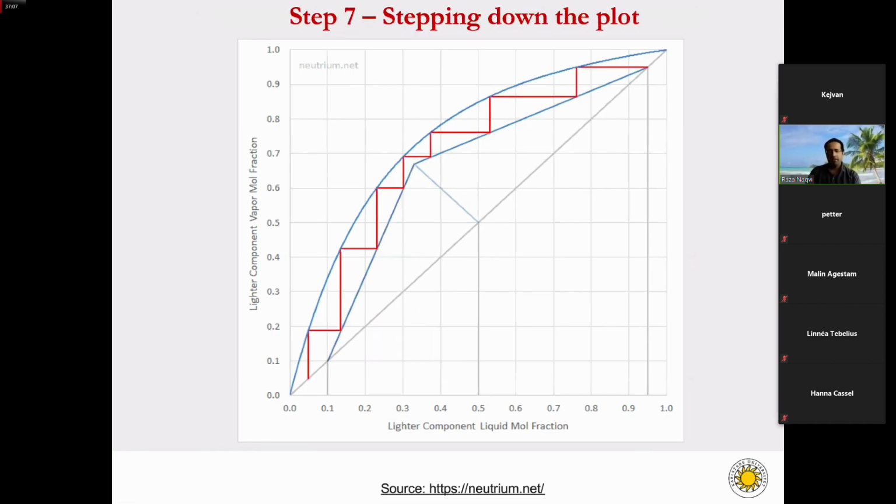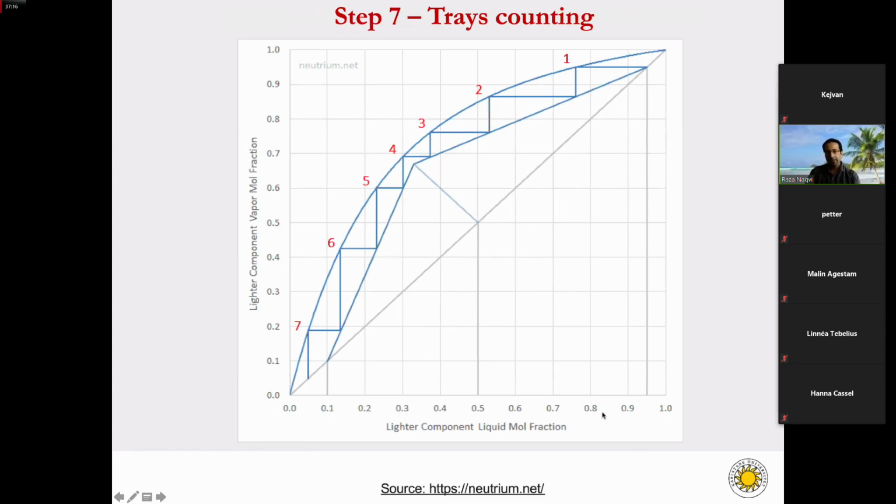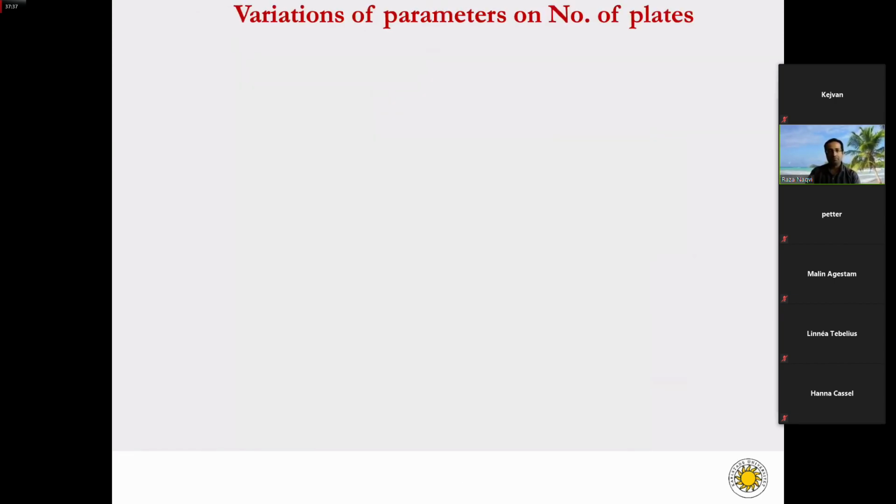And then finally, you have to calculate the number of stages. So you start from the top until the bottom. So it means if we need a separation where we'll have 0.95 XD and 0.1 XB, this kind of system will require around 7 plates or 7 stages, which are ideal, right? So this is how you can count the number of ideal trays or ideal plates.